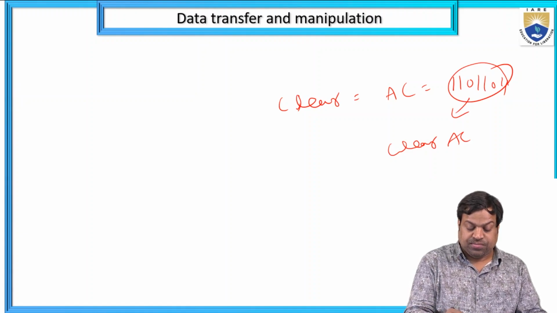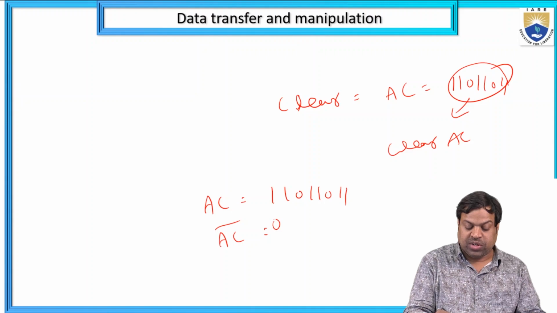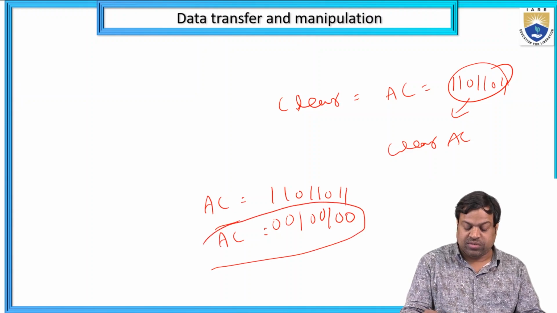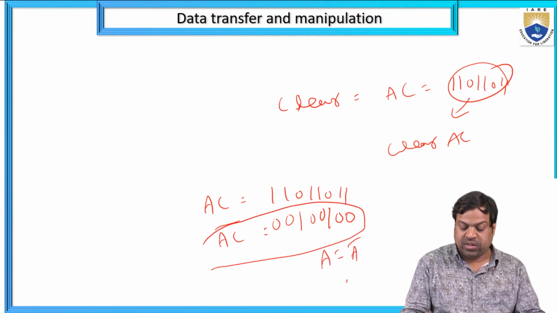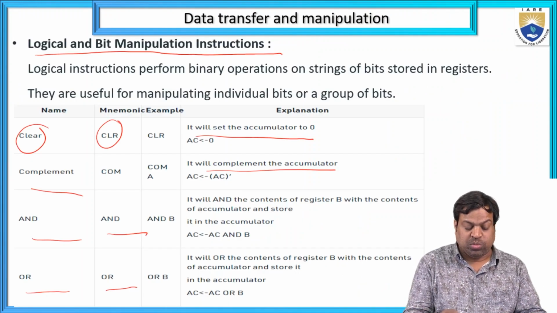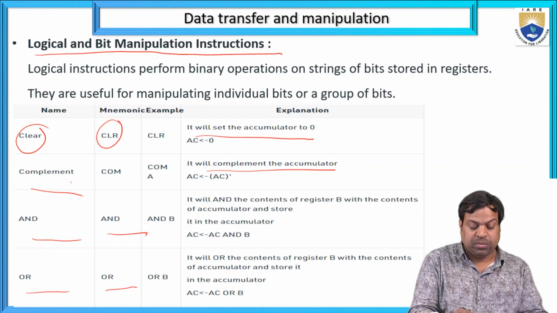Complement. Suppose the accumulator value is 11011011. So what is the complement of the accumulator? It means 1 is converted to 0, and 0 is converted to 1. 1 is changed to 0, 1 is changed to 0, 0 is 1, 1 is 0, 1 is 0. So it is the complement of the accumulator. A equal to A complement, B equal to B complement. So we are taking the opposite values.